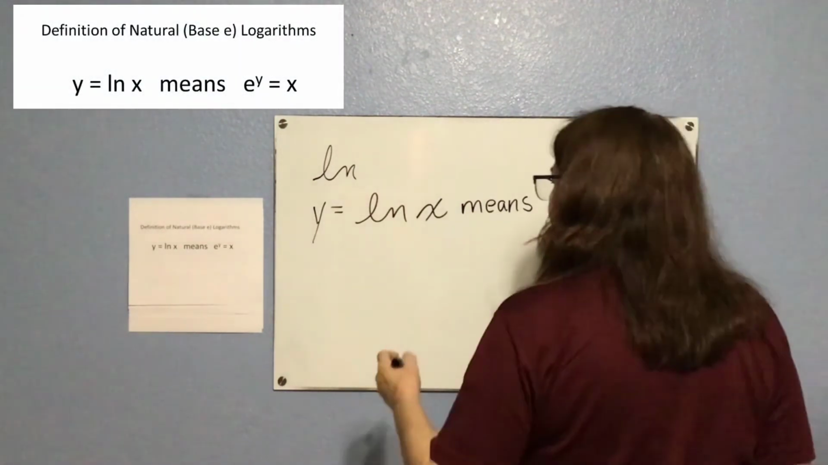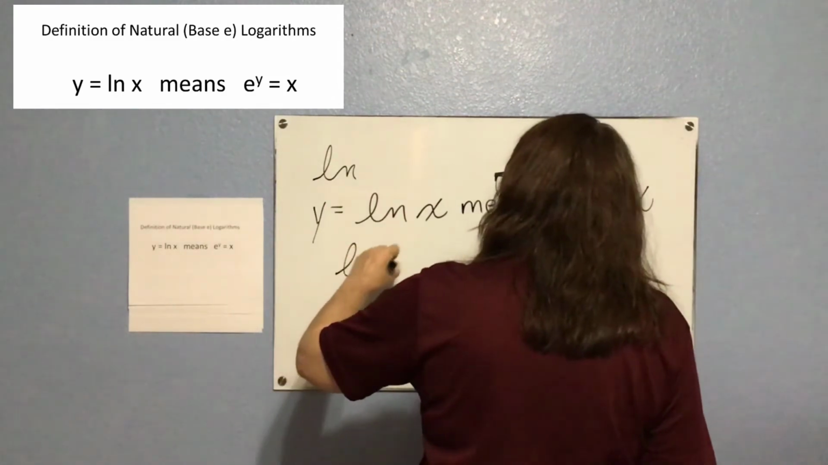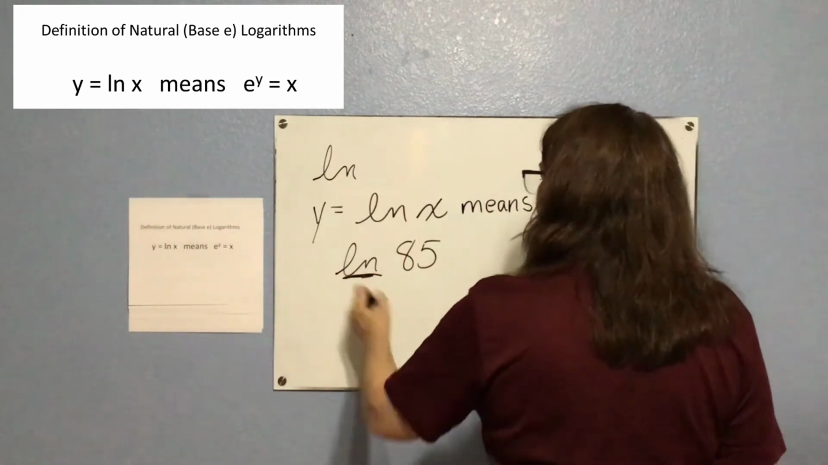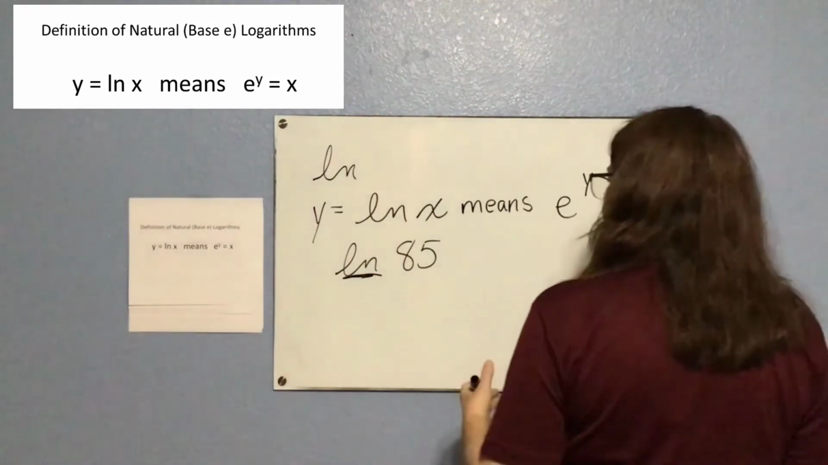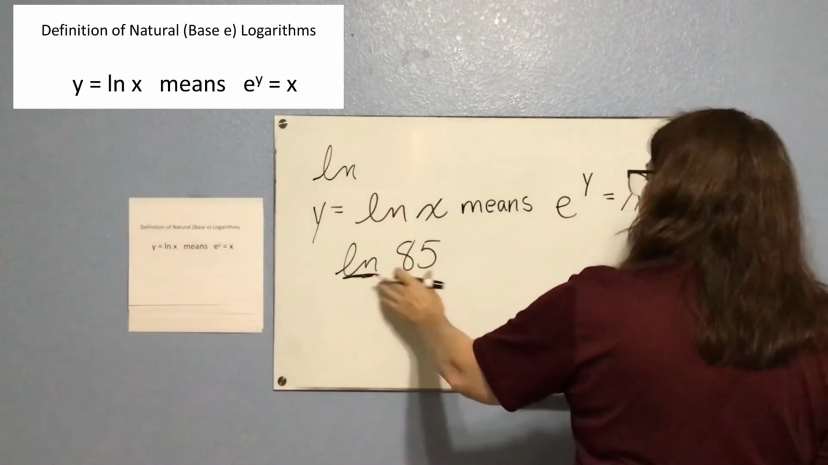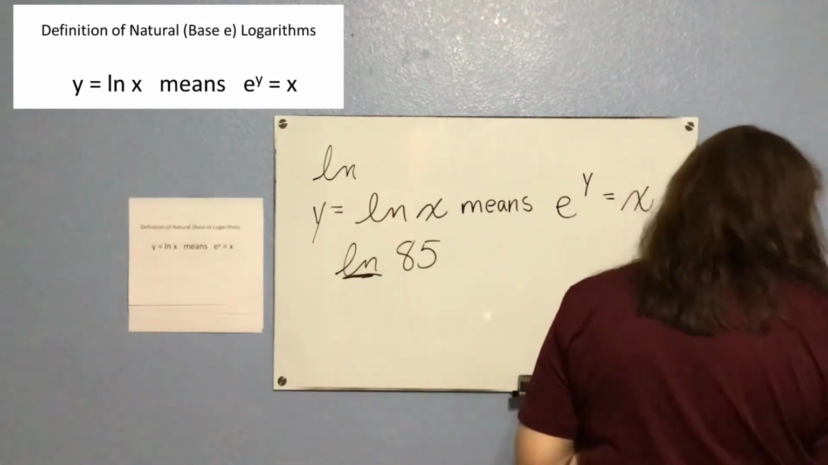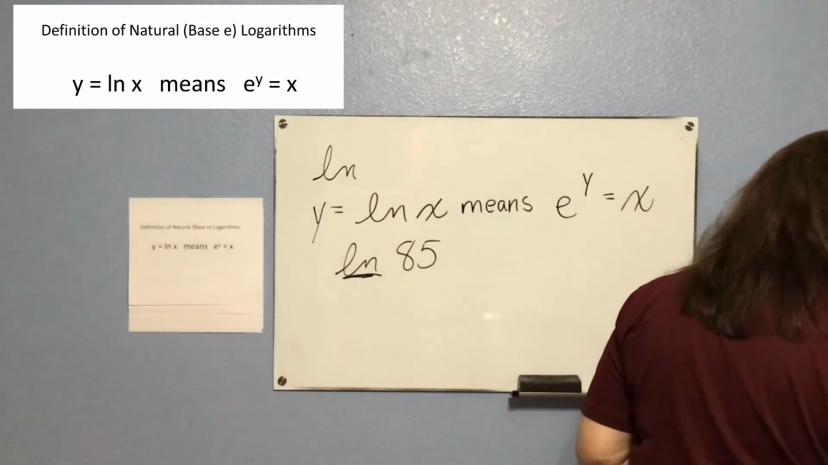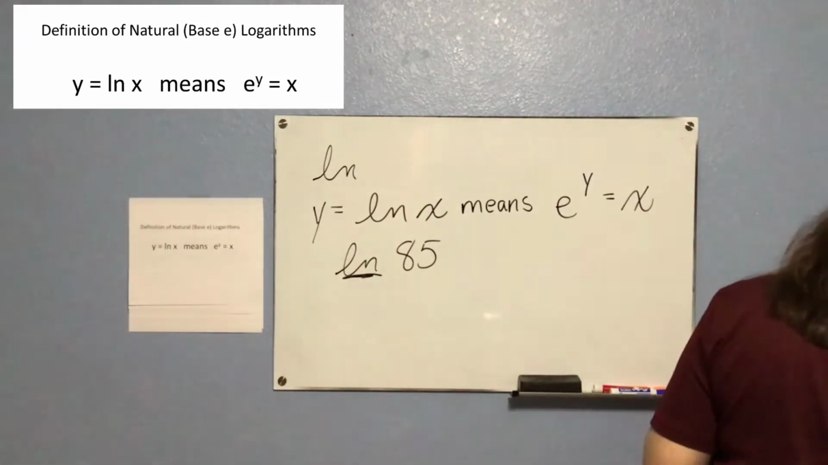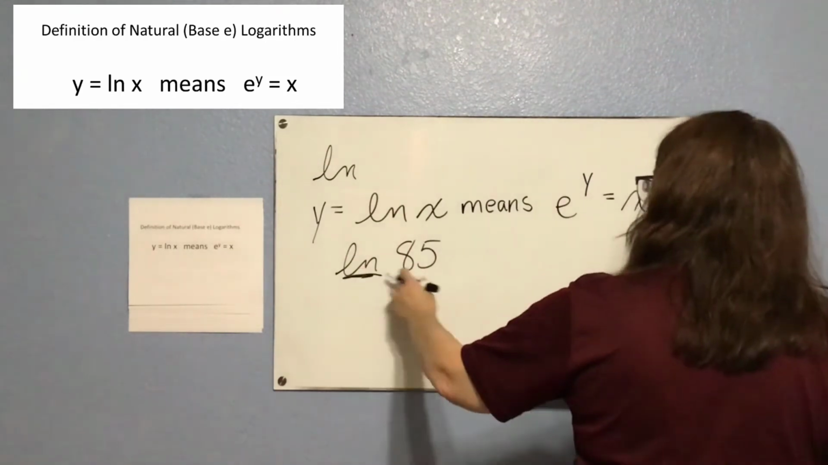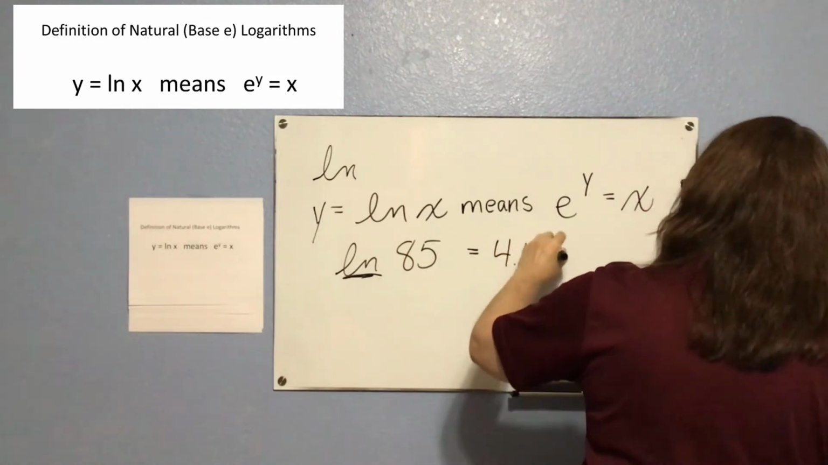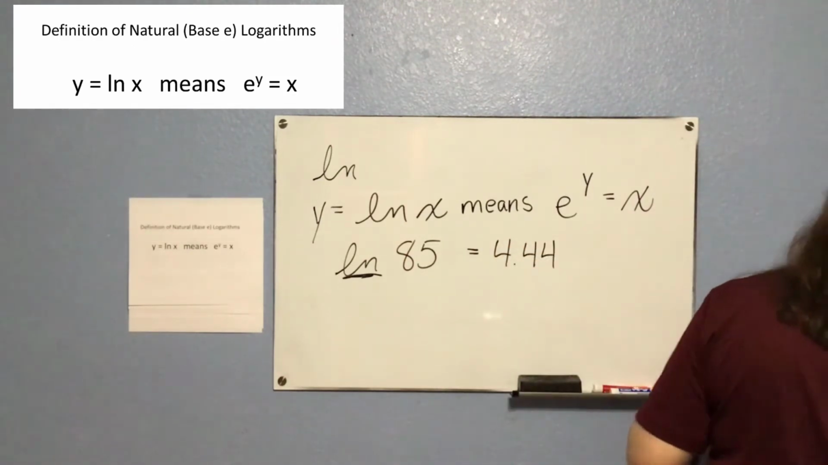Okay, so for instance, if I wanted the natural log of 85, there's a button on your calculator for a natural logarithm. So again, you push whichever one of these needs to come first, either the number or the function, and then enter the other one. So again, to find this logarithm of 85, I'll put in ln 85. My answer is 4.4427.